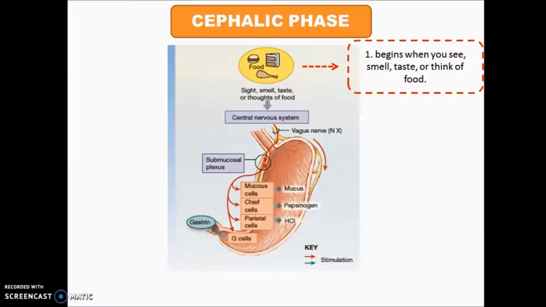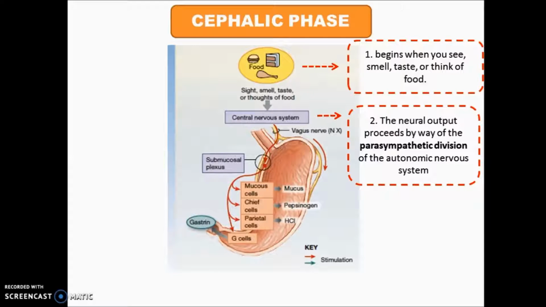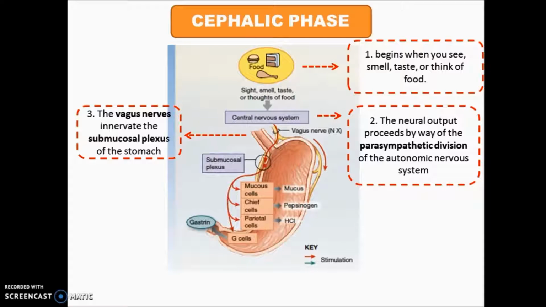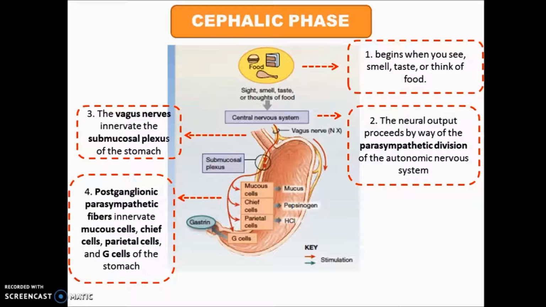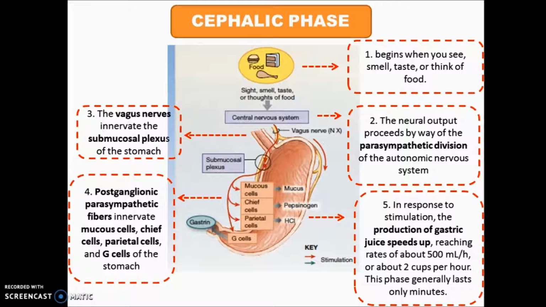Cephalic phase begins when you see, smell, taste, or think of food. Neural output proceeds by way of the parasympathetic division. The vagus nerve innervates the submucosal plexus. Postganglionic parasympathetic fibers innervate mucous cells, chief cells, parietal cells, and G cells. In response to stimulation, the production of gastric juice speeds up.